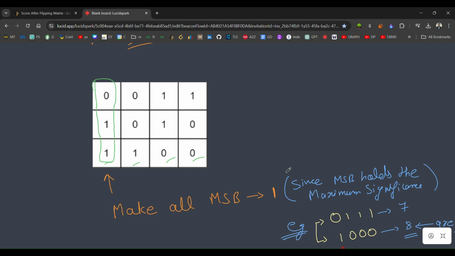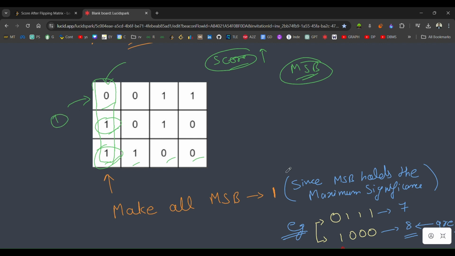We have to prioritize the most significant bit. That means we have to convert all these to ones. Why ones? Because when we convert all these to ones, the overall score will be increasing, right? So this is already 1, this is already 1. So we have to change this. So we have to convert it into 1, right?